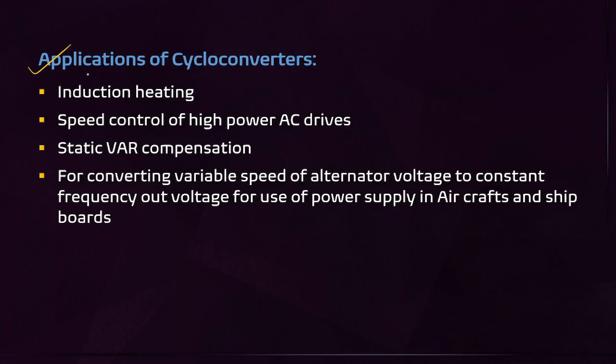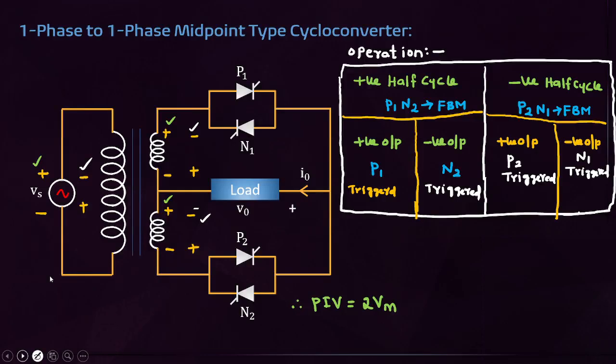Then the applications of cycloconverters are important. Induction heating, speed control of high power AC drives, and static VAR compensation are important. Also for converting variable speed alternator voltage to constant frequency output voltage for power supply. Aircraft and shipboards also can use a cycloconverter. Aircraft and shipboards are very important applications that you have to concentrate on.